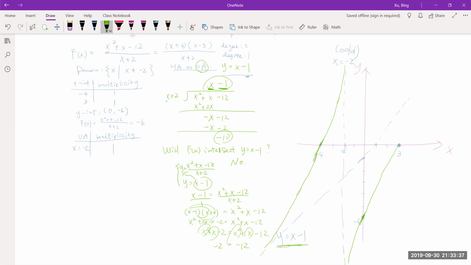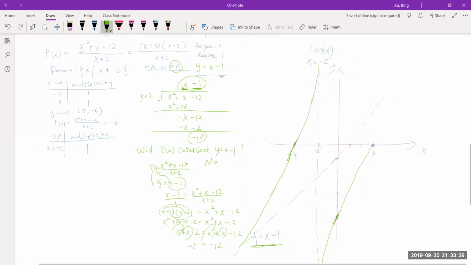On the other side, my graph will cross at this 3 because the multiplicity for this x-intercept is odd, and it gets closer and closer to that oblique asymptote. I'm going to be like that. Okay. So that will be my graph. Looks like two straight lines, but they're actually curves.